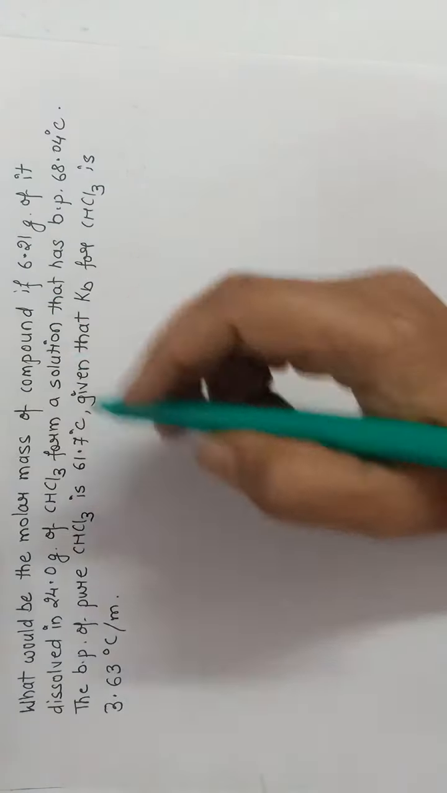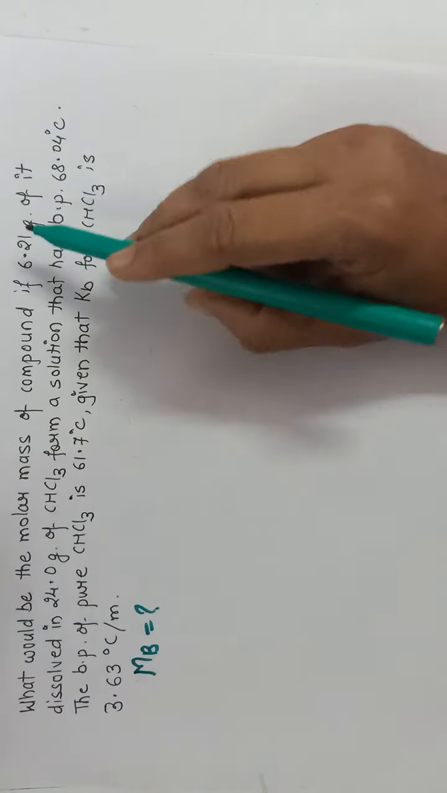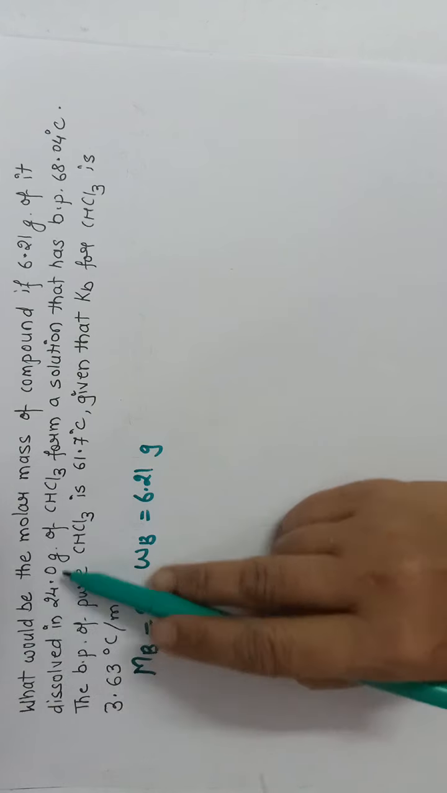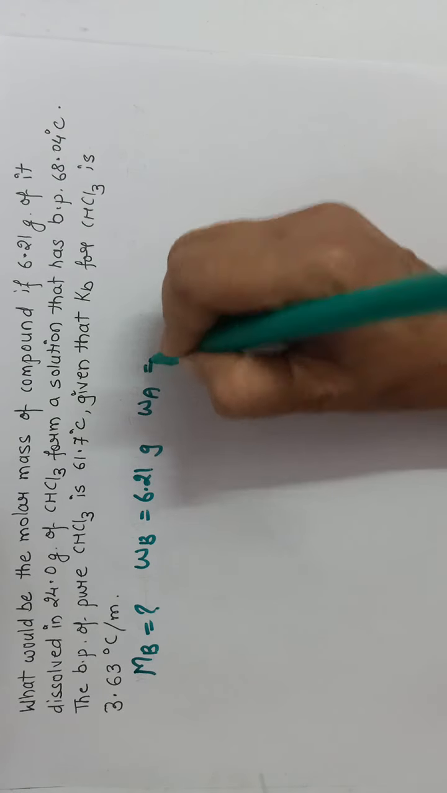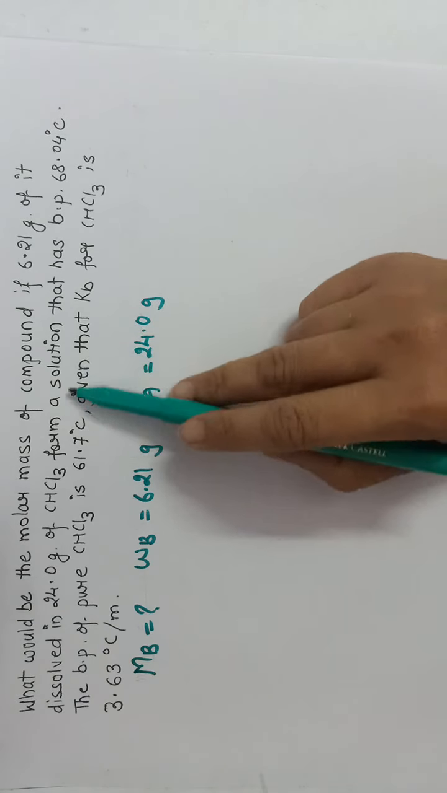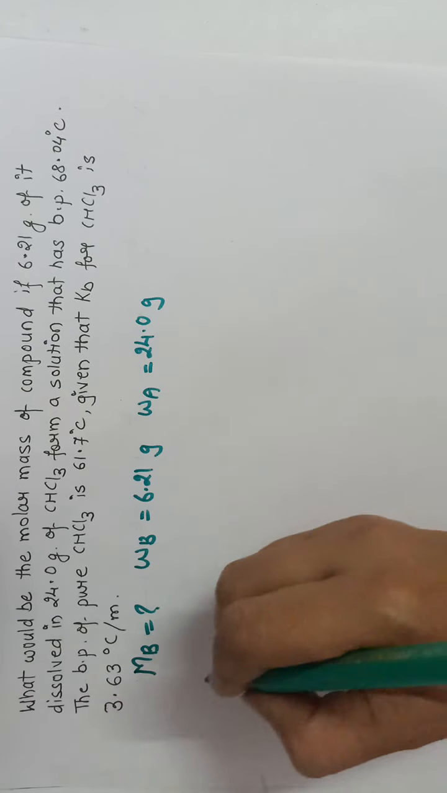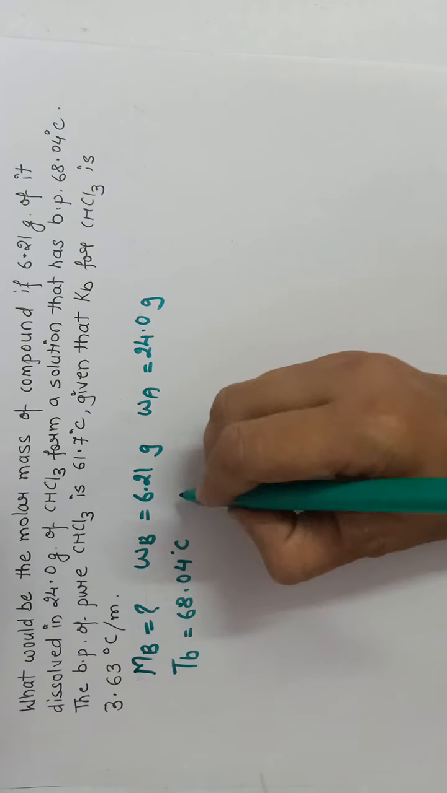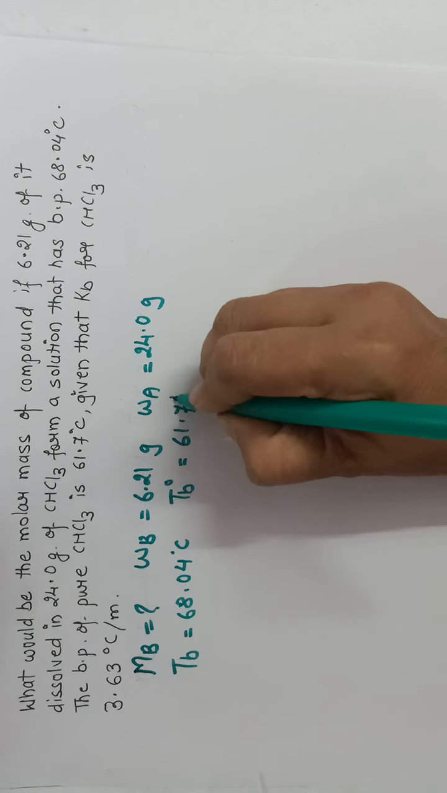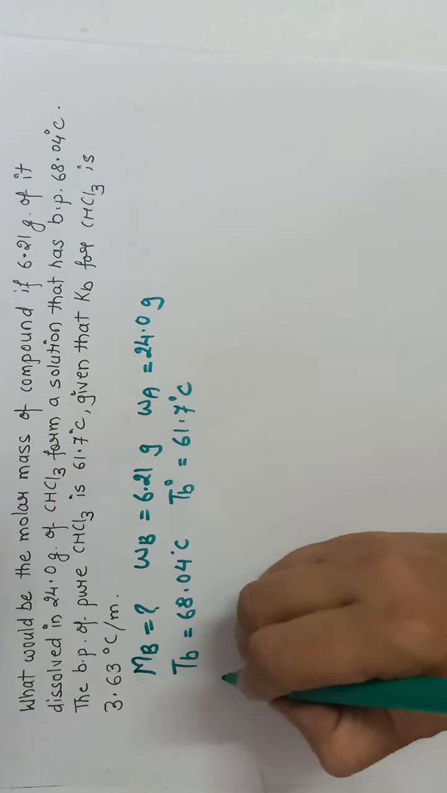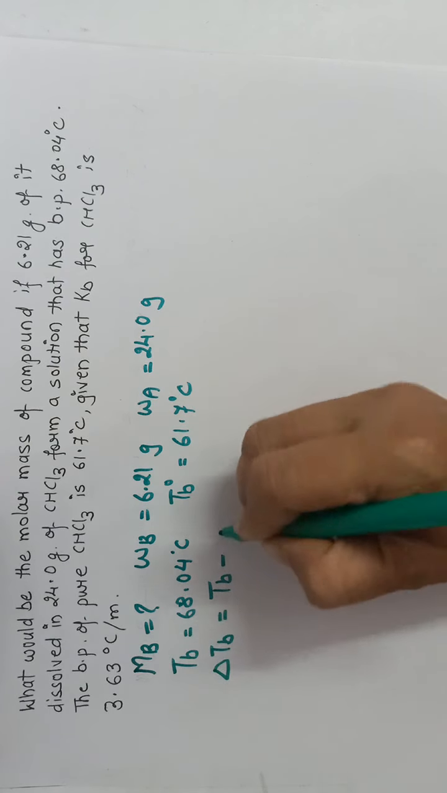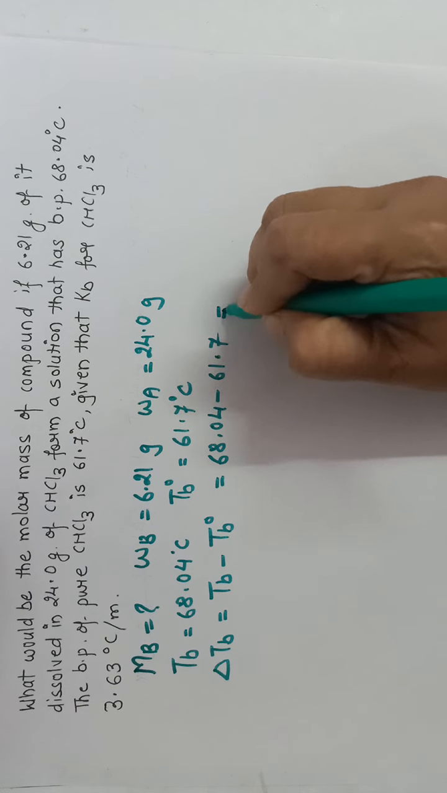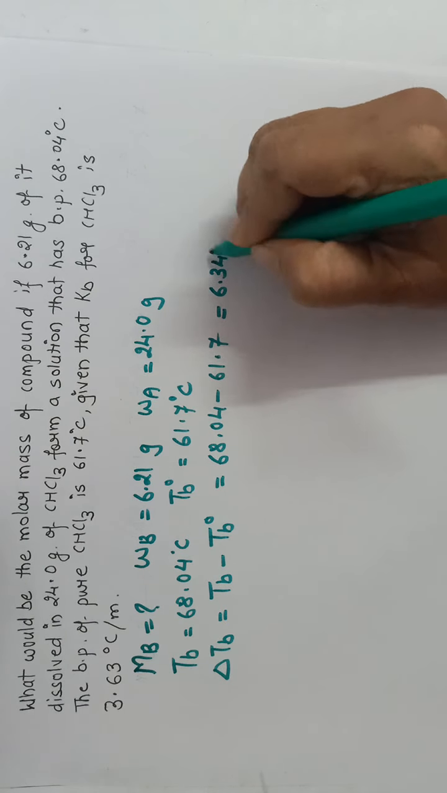We have to calculate the molar mass of the solute. 6.21 gram of solute is given, so Wb equals 6.21 gram. Dissolved in 24 gram of chloroform, that means the weight of the solvent is 24 gram. To form a solution that has boiling point 68.04 degrees, that means Tb is given, 68.04 degrees Celsius. Tb naught is given, 61.7 degrees Celsius. So first of all we'll find out del Tb. Del Tb equals Tb minus Tb naught, that is 68.04 minus 61.7, and this becomes equal to 6.34 degrees Celsius.